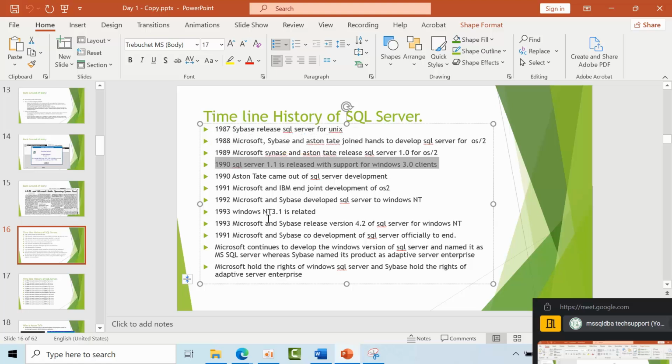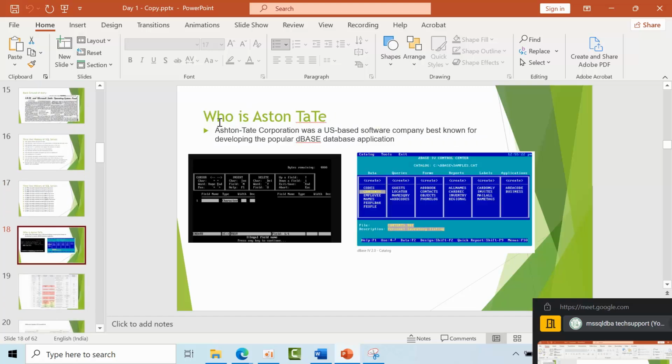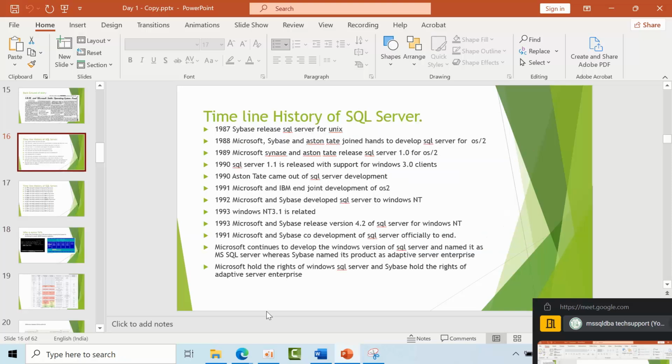Sybase was working well, earning money and getting profits, and Microsoft was getting profits, but Ashton-Tate was not getting money from it. Why? Because Ashton-Tate was also a database company. You can see the Ashton-Tate dBase database application here. This is one type of database. So three friends started together.